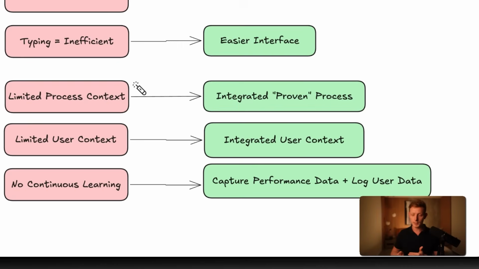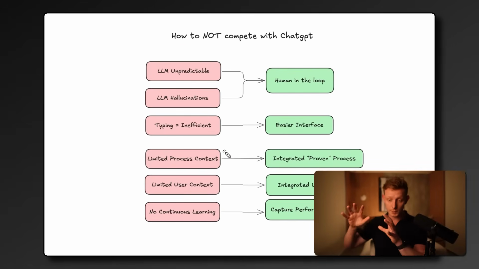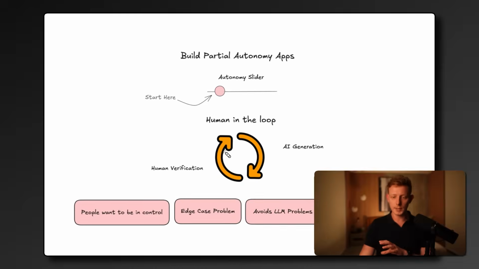Is where we're capturing decision-making data and performance data, which slowly but surely creates a moat around our product, where we really have more data to execute on this specific workflow than ChatGPT. So I'll go over each of these in more detail.